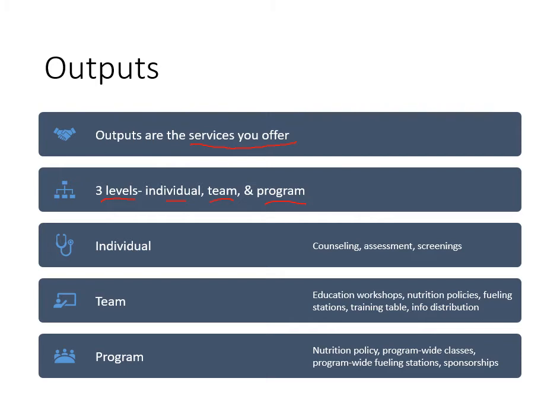On the team level, we can offer things like educational workshops, also known as team talks. You can help a team develop their own nutrition policy. You can develop fueling stations for a specific team, training table, or distribute information, maybe leaflets or something that are team focused. And then of course from a program level we can do some of those things as well. This would be like a program-wide nutrition policy, program-wide fueling stations, so on and so forth.